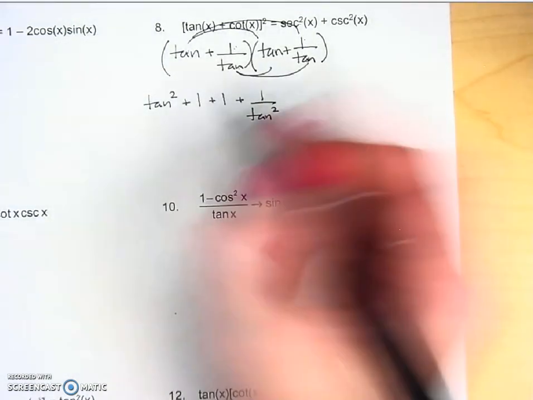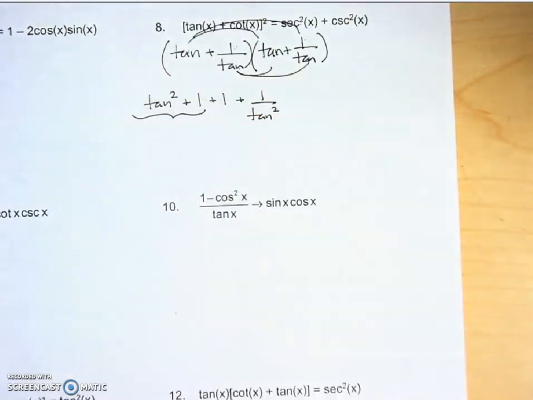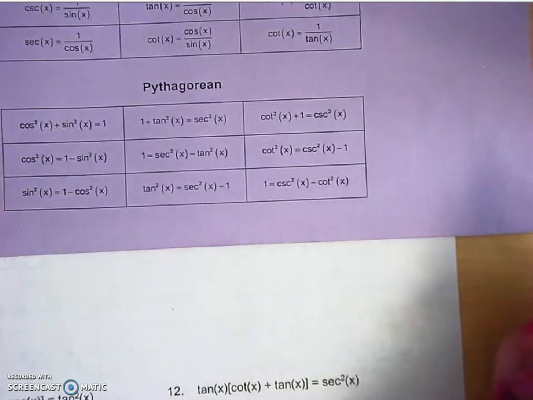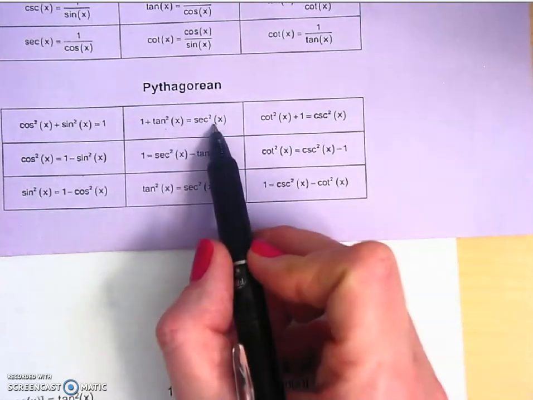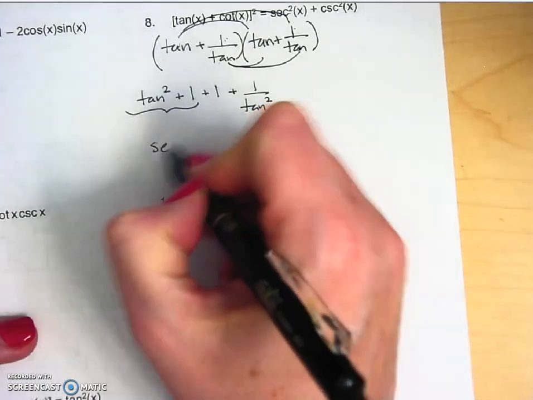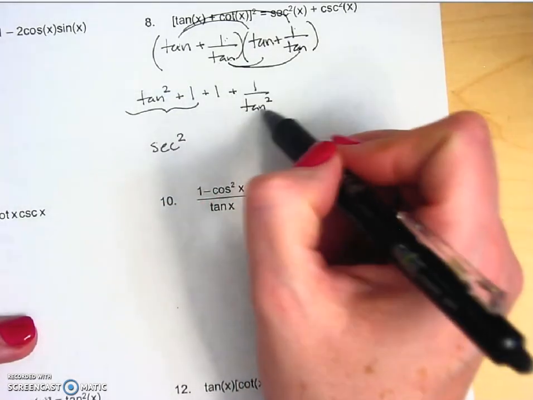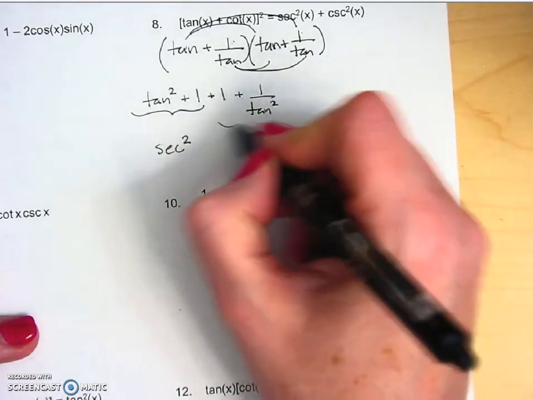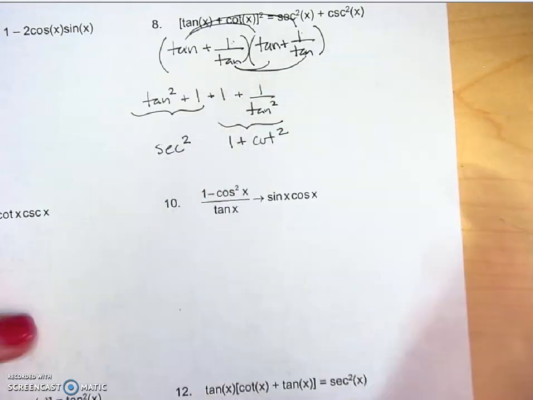Now this right here, tan squared plus 1, I have a Pythagorean identity for that. Tan squared plus 1 equals secant squared. So they can replace each other. So I'm going to replace that with secant squared. And then now I have 1 plus 1 over tan squared. Well, I can rewrite 1 over tan squared again as 1 plus cotan squared.